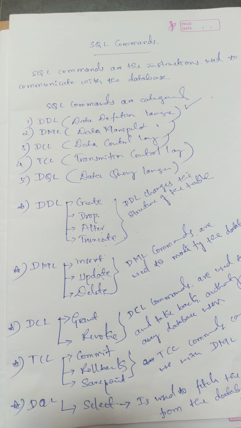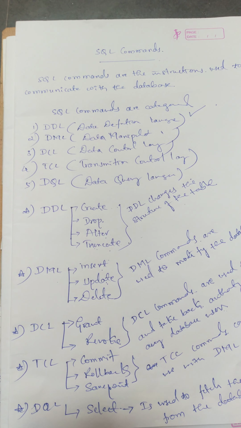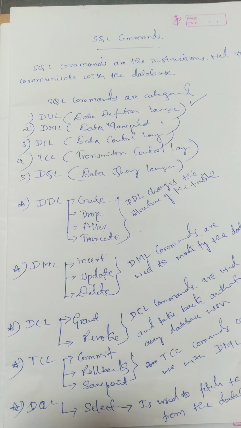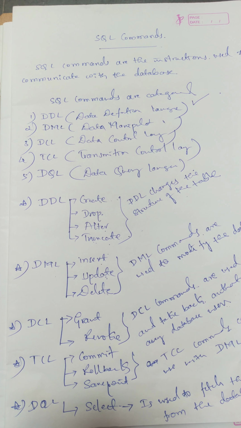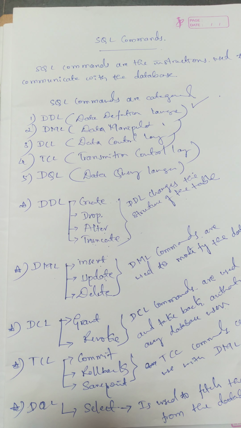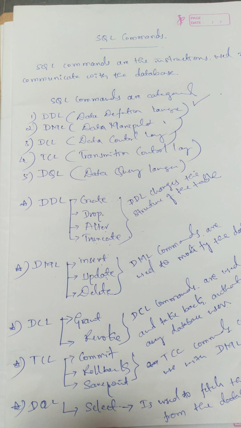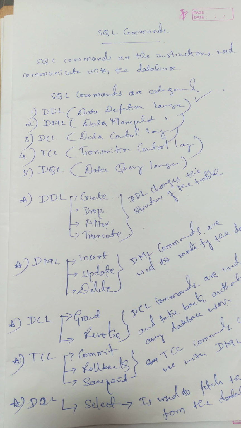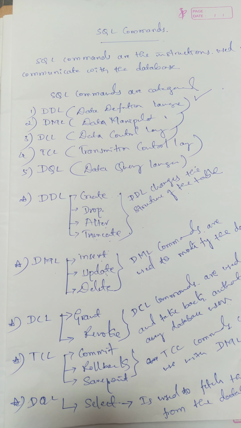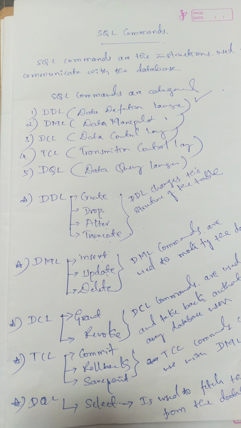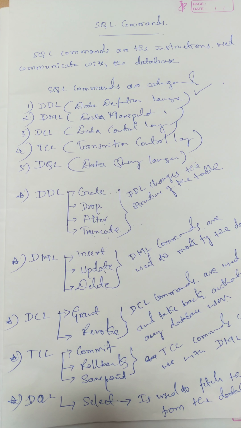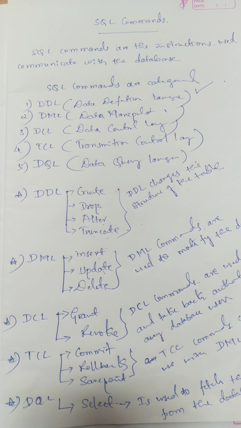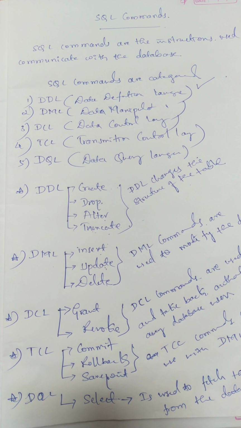So these are the SQL command categories we have, and in each category we have some commands. First, DDL. In this category we have commands like create, drop, alter, and truncate. DDL means data definition language. These commands are used to change the structure of the table.